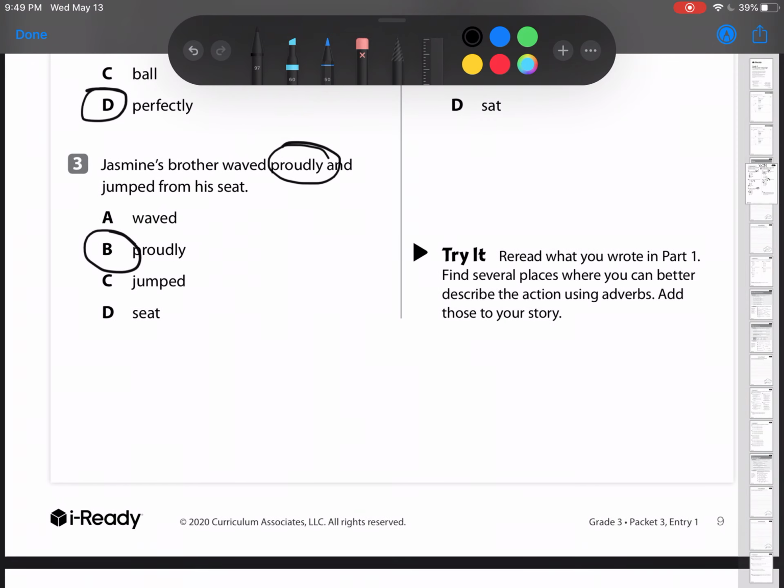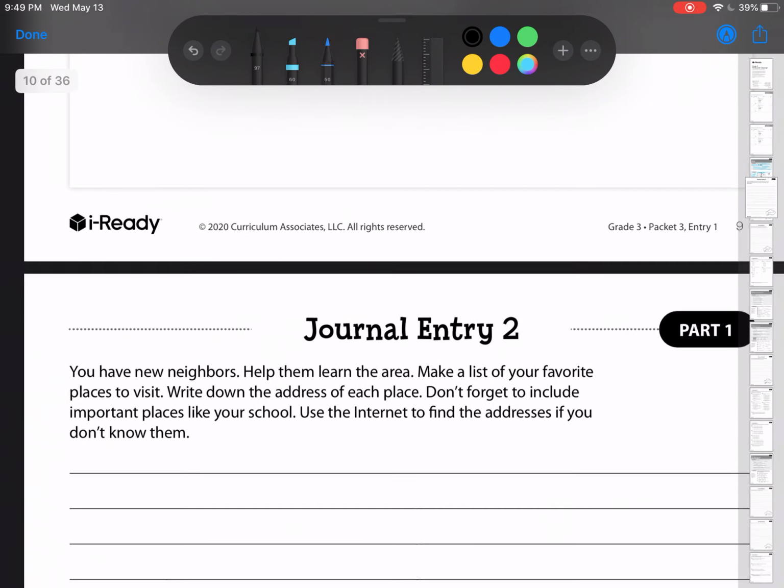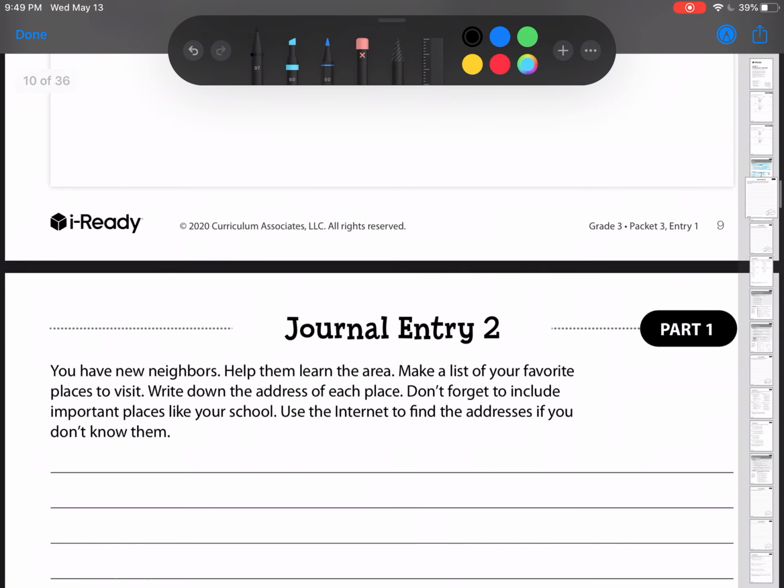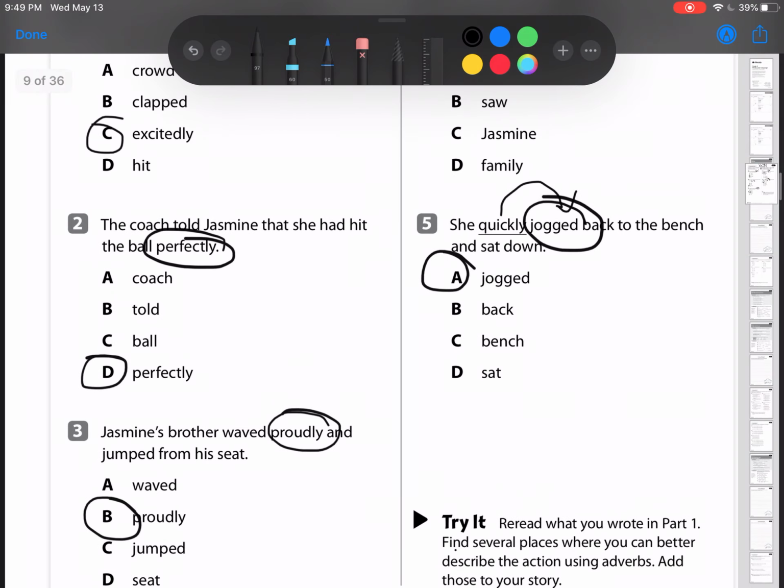Reread what you wrote in part 1. Find several places where you can better describe the action using adverbs and add those to your story. Alright, and we will do journal entry 2 tomorrow, and I will see you guys later.